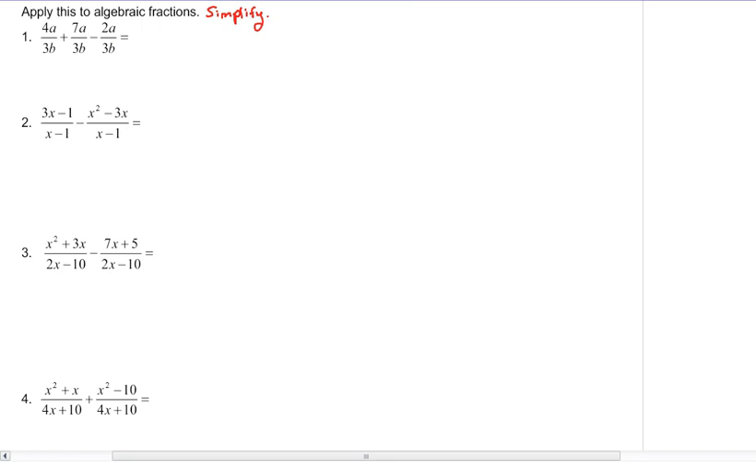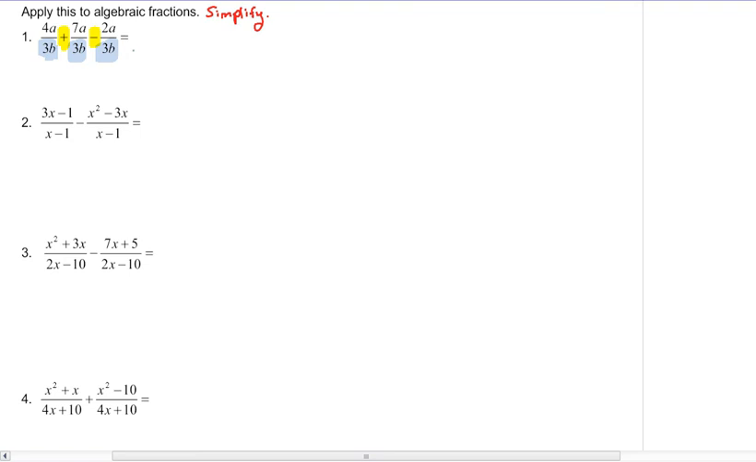Okay, so look at this first one. We want to add and subtract these because we have a plus in between the first two and then a minus, so that's no problem. Our first step is to check, are the denominators the same? Take a moment. The first fraction is 3b, the second one is 3b, and the third one is 3b. So all of those denominators are the same.